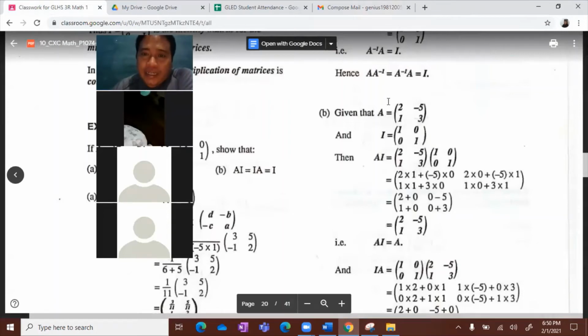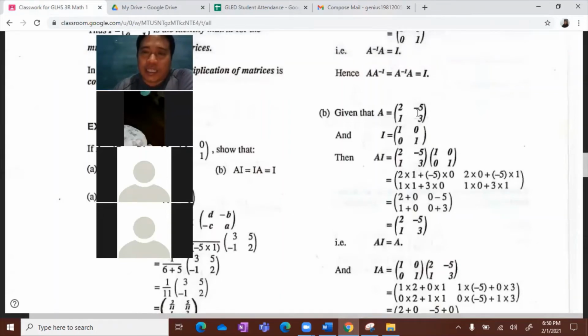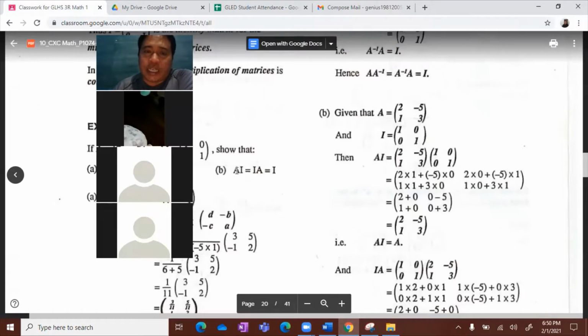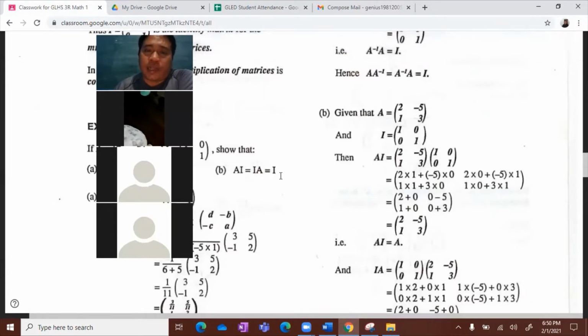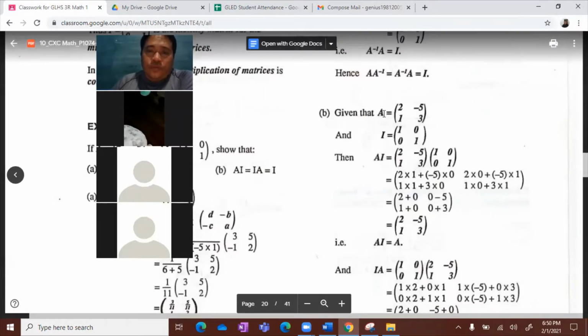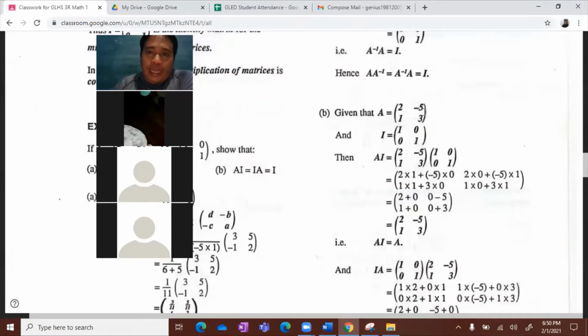So that's the second step, right, sir? Yeah. This is the B of it. This is this section: AI equals I, A equals I. I'm multiplying A by I. So AI is 2, negative 5, 1, 3 times 1, 0, 0, 1.